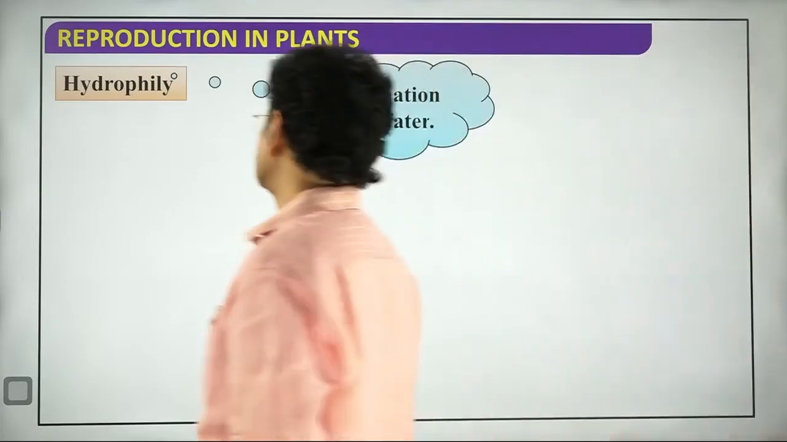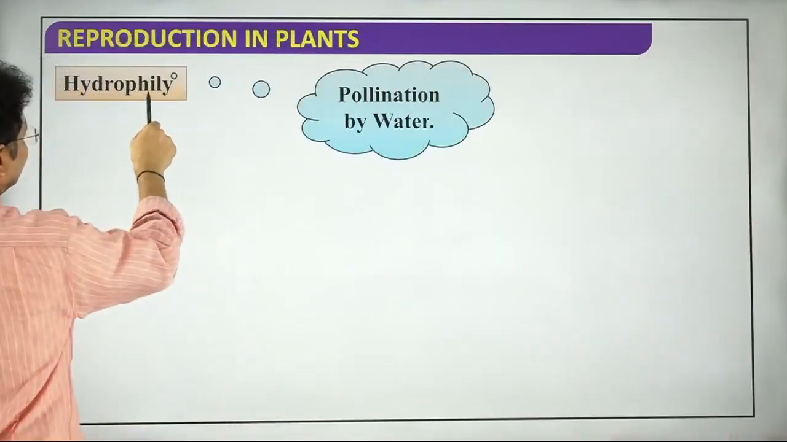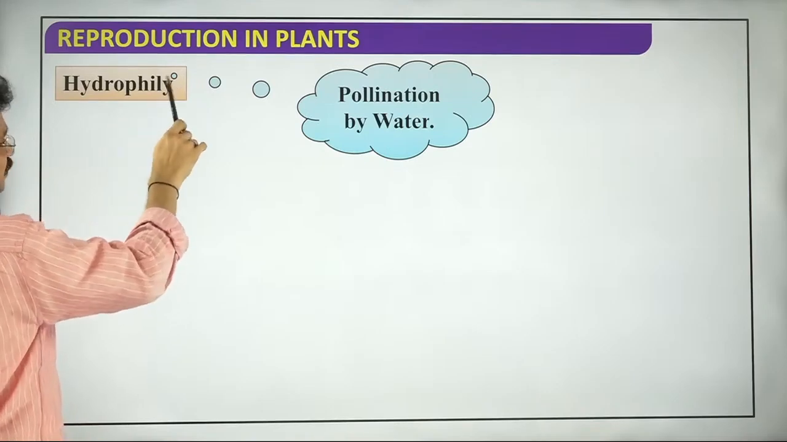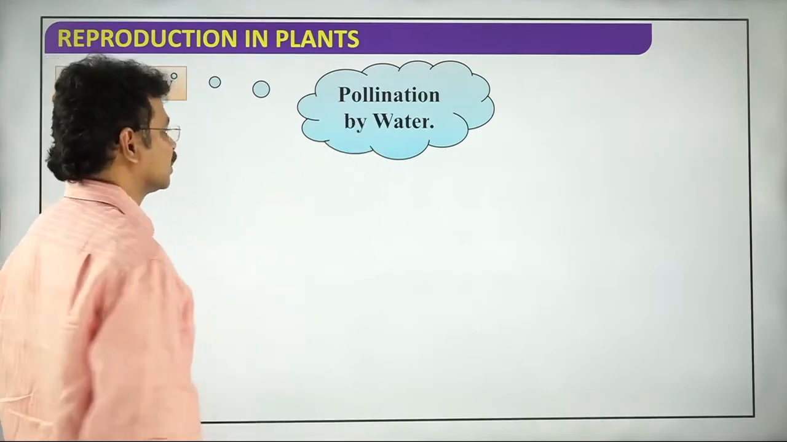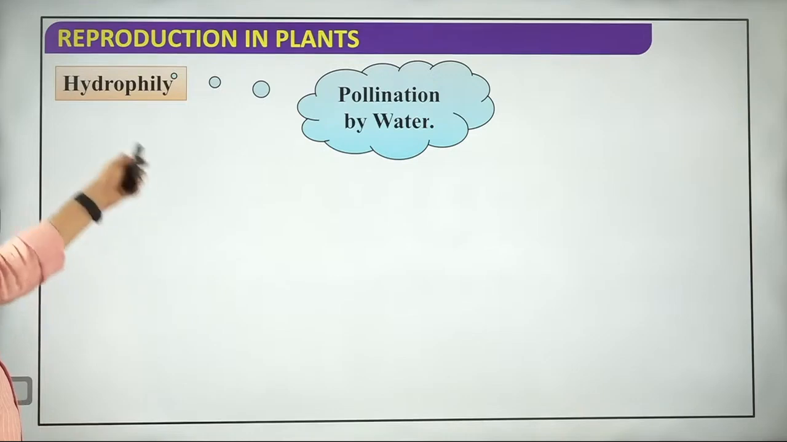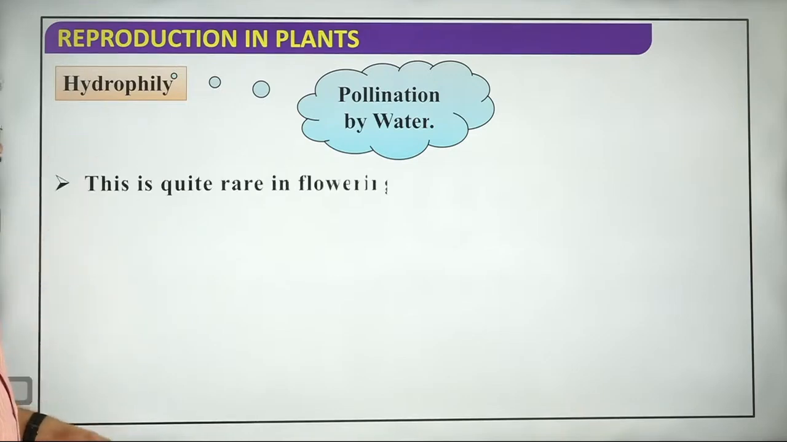Next, hydrophily. Hydro means water, phily means liking, so water-liking flowers. Water is the agent for transferring pollen. Pollination by water is known as hydrophily. Such flowers are hydrophilous.